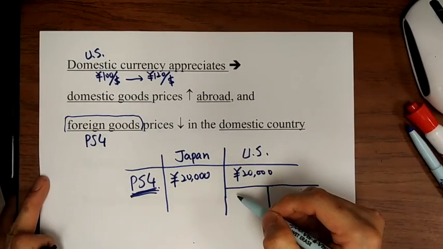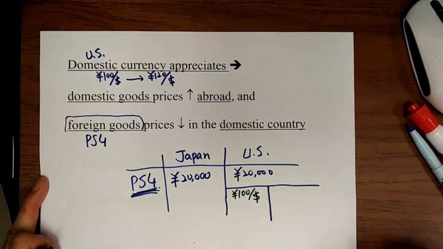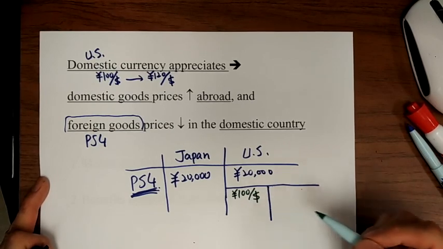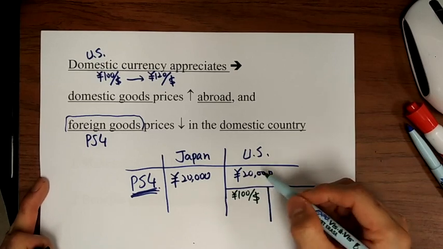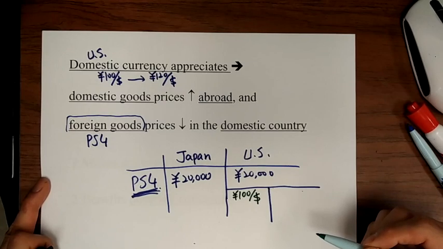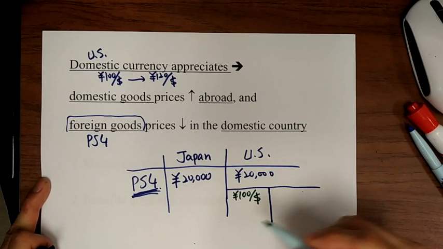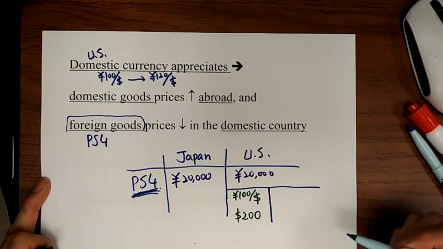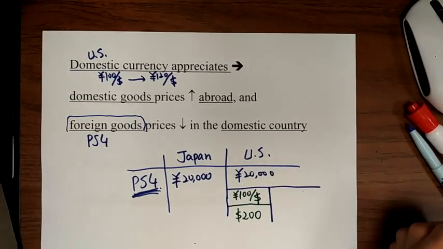Now, originally, exchange rate is 100 yens per dollar. That is, you use $1 to buy 100 yens. Now you need to buy 20,000 yens. How many dollars do you need to use to buy 20,000 yens? The answer is you need $200 to buy 20,000 yens.